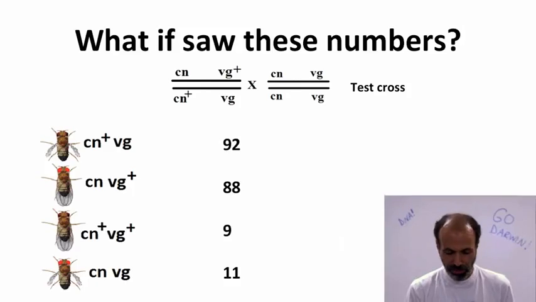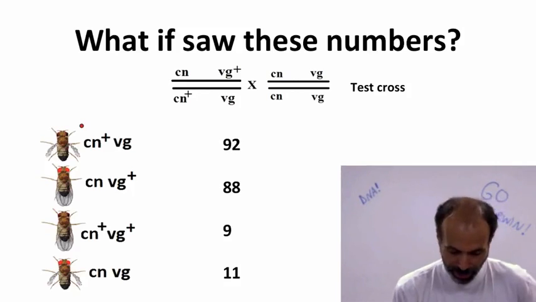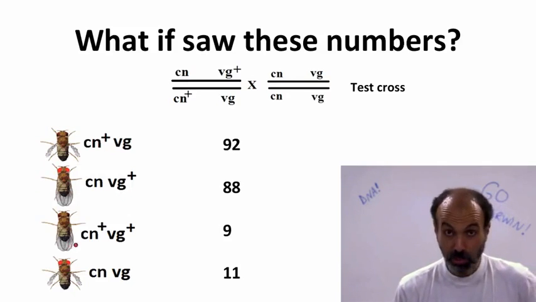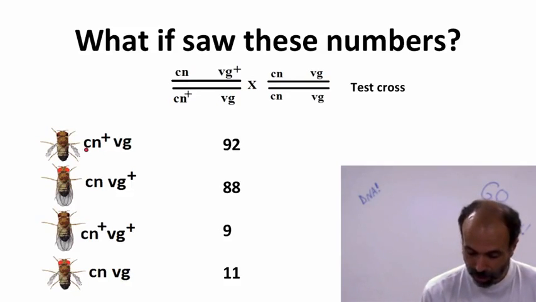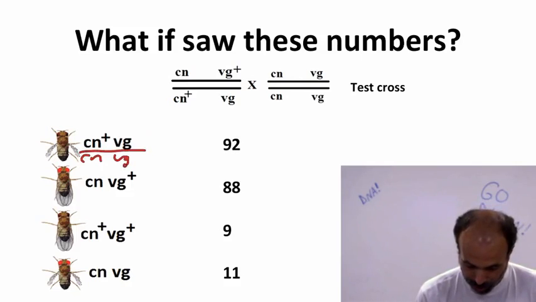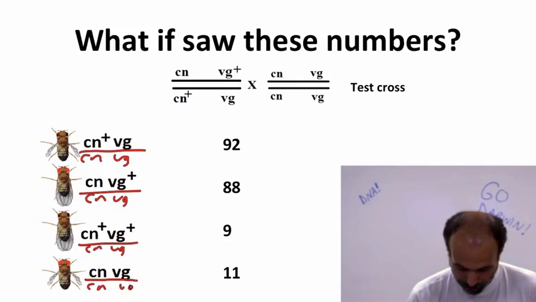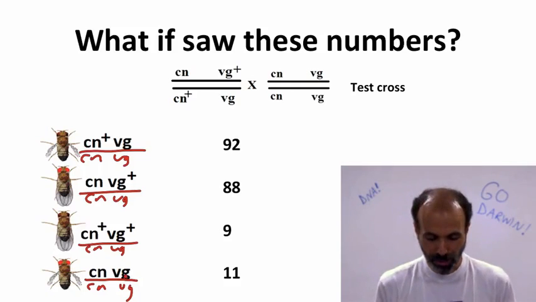But let's put in some numbers here. Let's say that you were counting flies. So this top fly here has normal eyes but vestigial wings. The next one has cinnabar eyes but normal wings. The next one is normal at both, and the bottom one is mutant at both. Now in this case, they all have the mutant copy from their dad. This is that test cross, so they're all over cn vg. Because they are diploid, they do have two copies of everything, but what I drew here was just to depict the phenotype, or how they look.